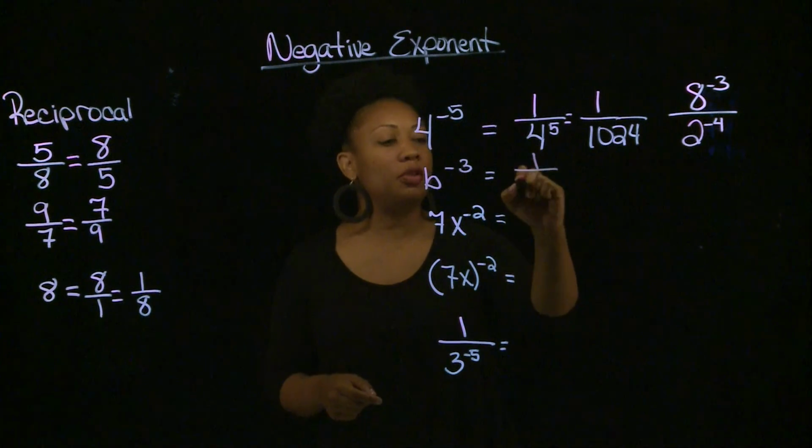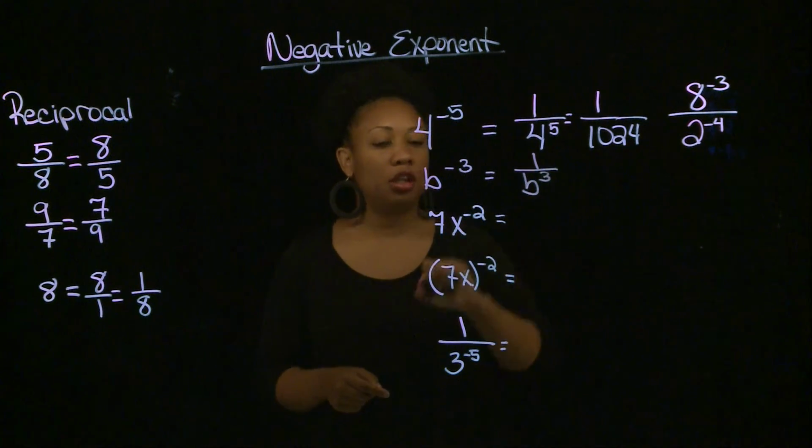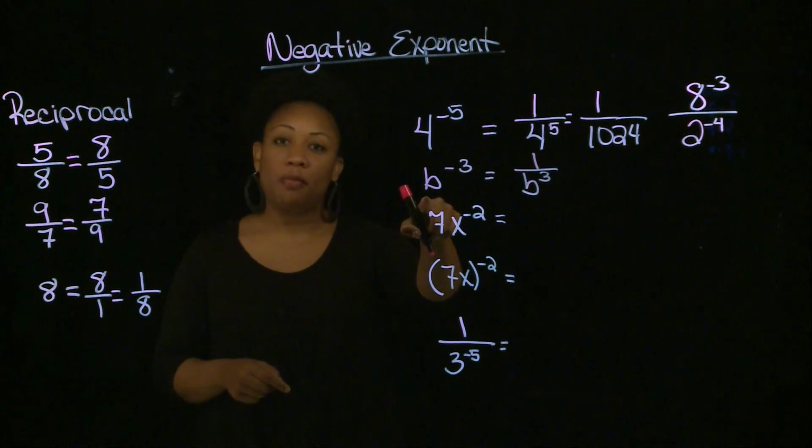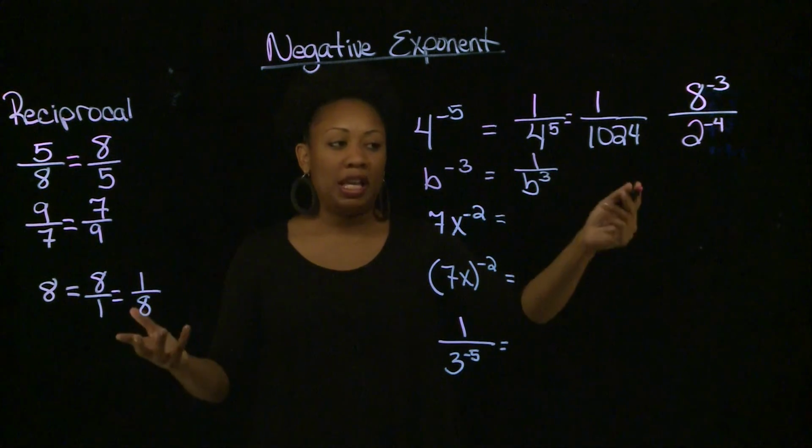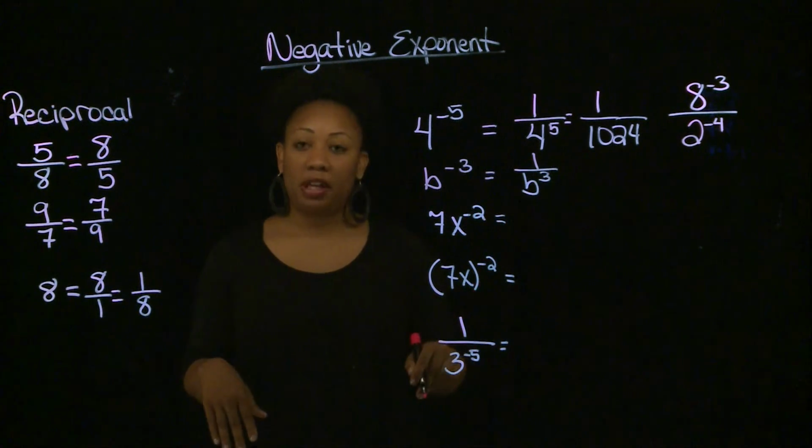Okay, so now say we're doing it with a letter. We have b to the negative 3. The reciprocal of b is 1 over b. The negative becomes a positive. We cannot expand on that, so that's going to be our final answer.